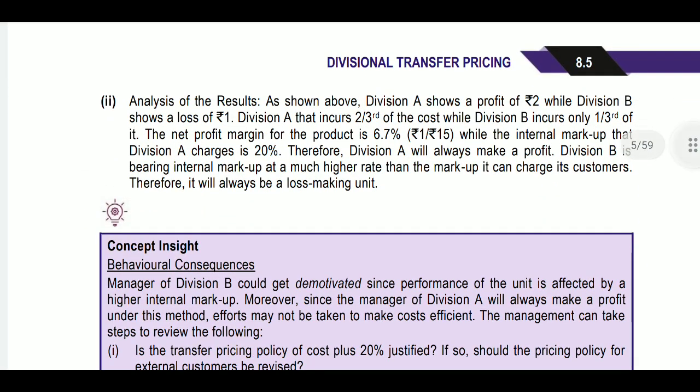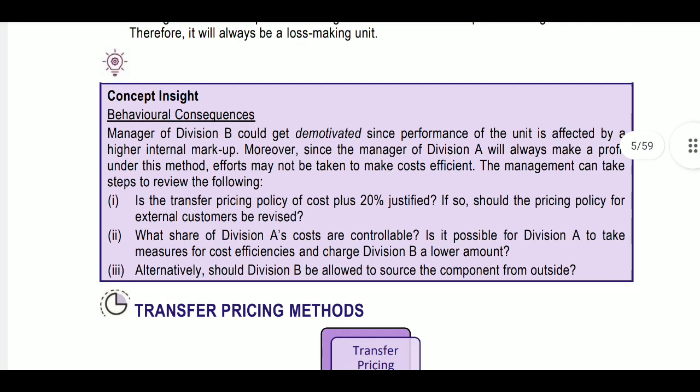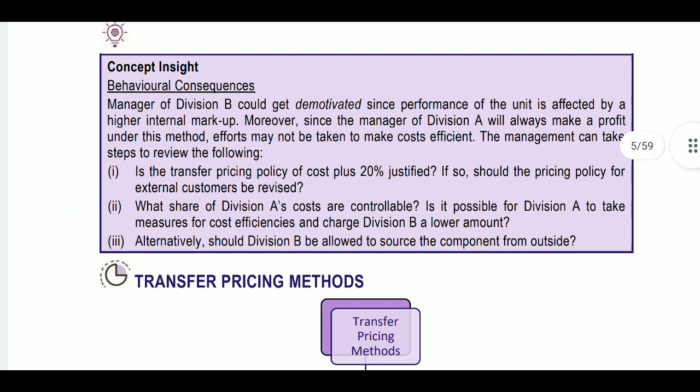While for internal markup, division A charges 20%. Therefore division A will make a profit. Division B bears an internal markup at a much higher rate than the markup it can charge its customers, therefore it will be losing its benefits. Next, the behavioral concepts. What is that? The manager of division B gets demotivated since the performance of the unit is affected by the higher internal markup. Due to the higher internal markup, division B is affected, and the division B manager will be demotivated.